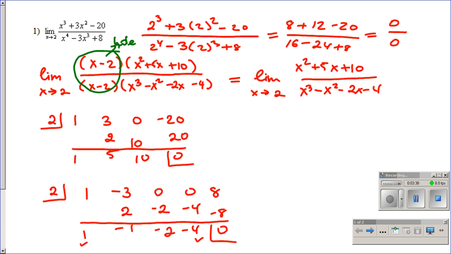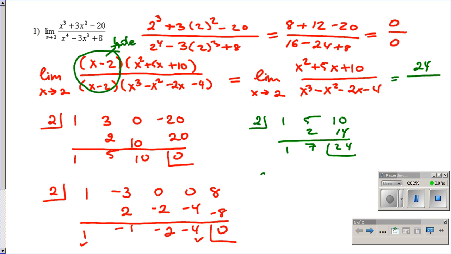So again, I'm actually going to use synthetic division here just to demonstrate, so you can get a really quick answer. So 1, 2, 7, 14, 24. So this means that if I substitute 2 into the top, I get 24 as my answer, and then I'm going to do the same thing for the bottom.